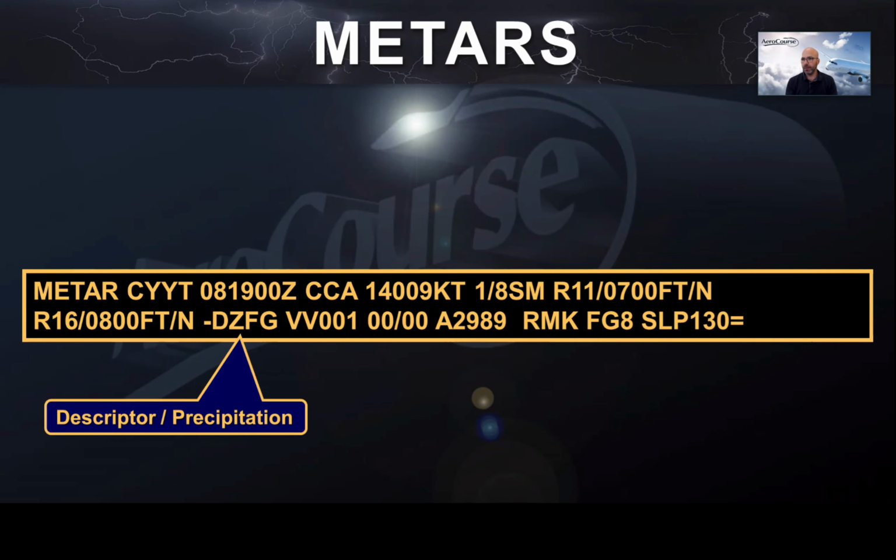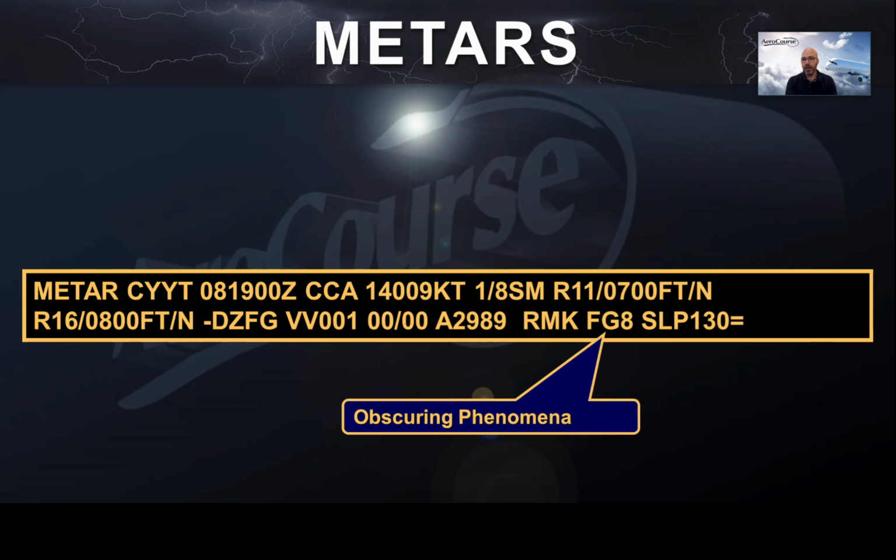The descriptors. We know most of them, but there are always those few that everybody screws up. I'm going to point them out because I screw them up too. In the remarks section, they will refer to the types of clouds or obscuring phenomena, and then the number afterwards tells you how many oktas of coverage it has. In this case, we have fog, and it's covering 8 oktas.